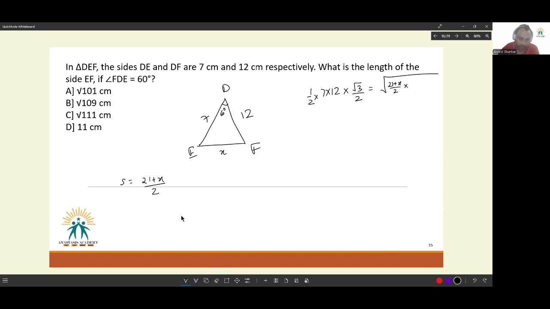Sorry, how is it 21? It should be 19, no? Should be 19. It should also be 19. So 19 plus x minus 12 will give us 5, so (x plus 5) by 2. Then this minus 7 will give us 14, so (x plus 5) by 2. And then it will also give us how much? 19 plus x by 2 minus... so (19 minus x) by 2.